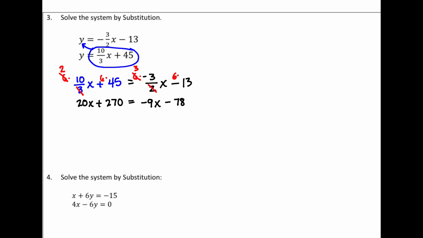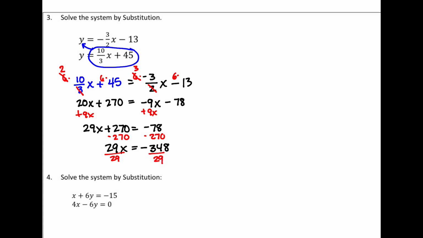Yeah, a little crazier. So I'm going to get the variable on one side. So now I have 29x add 270 equals negative 78. This is just crazy. Minus 270. And I get 29x equals negative 348. And thank goodness it goes in evenly.